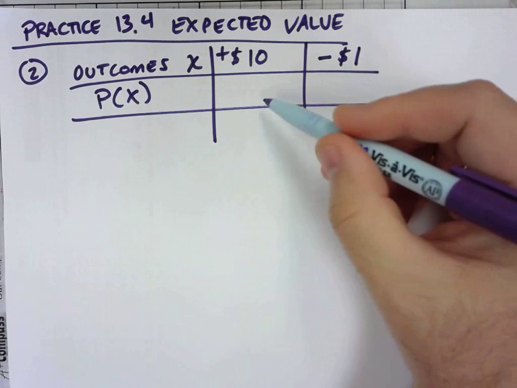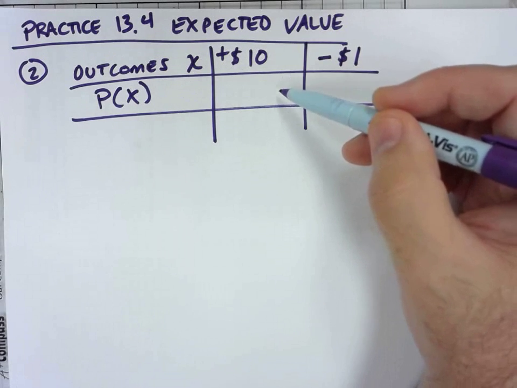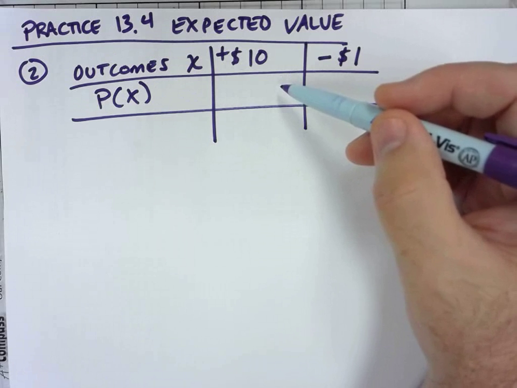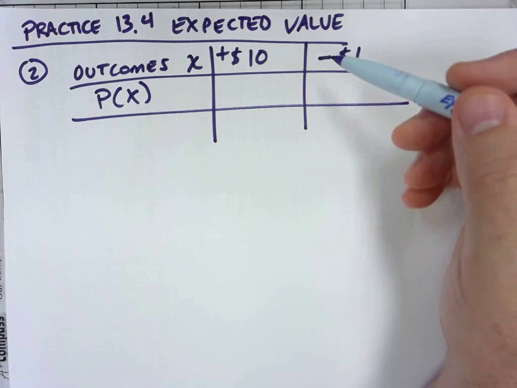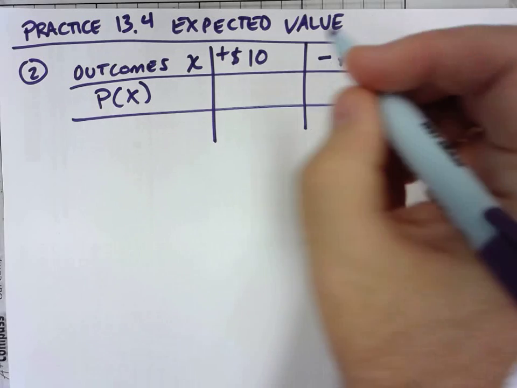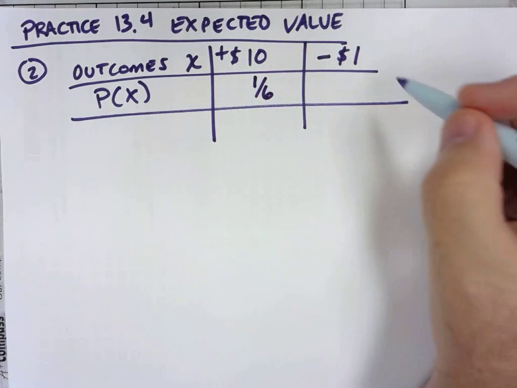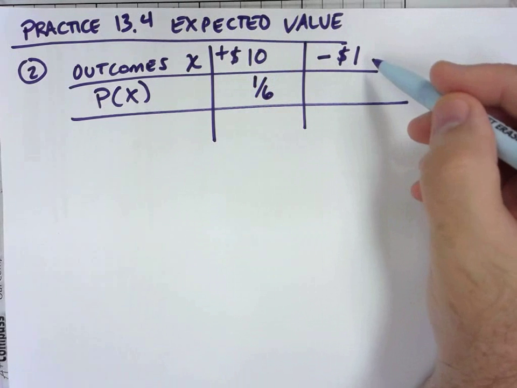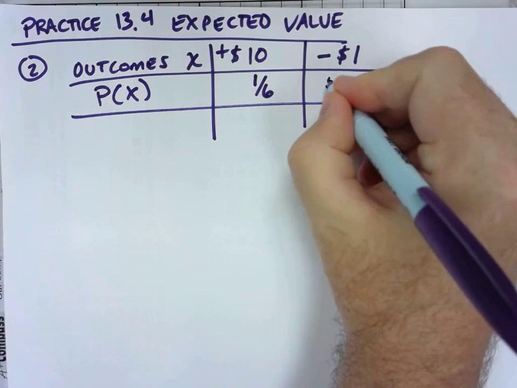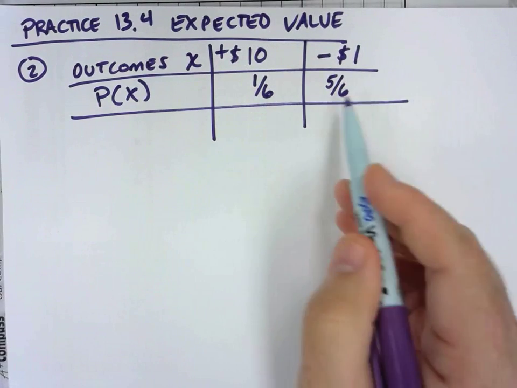So right here, with our outcomes, we need the probability of that outcome happening. And you win $10 if you roll a die and it shows a 6. So what's the probability of rolling a 6 on a 6-sided die? 1 in 6. And what is the probability of you losing? Well, it's 5 out of 6. It's just the complement of that event. 1 minus 1 over 6 is 5 over 6.